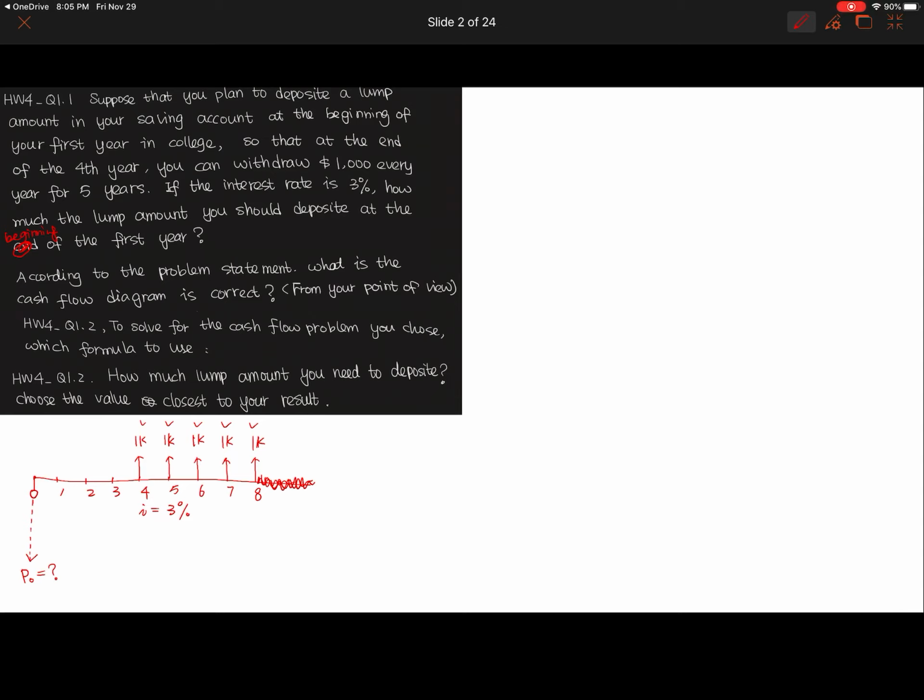The deferred annuity problem is where the cash flow is not starting at the end of the first year. It starts at some time later. In this case, it starts at the end of the fourth year. So we're going to use the formula we introduced in the class, the formula for the deferred annuity.